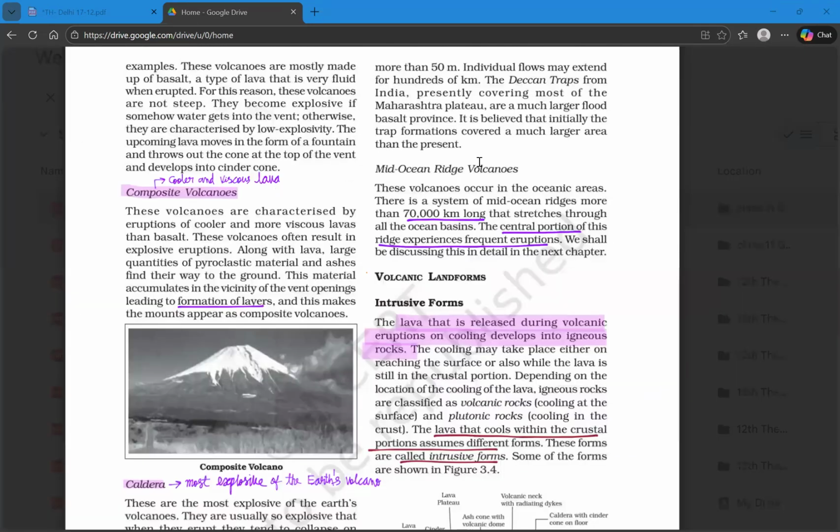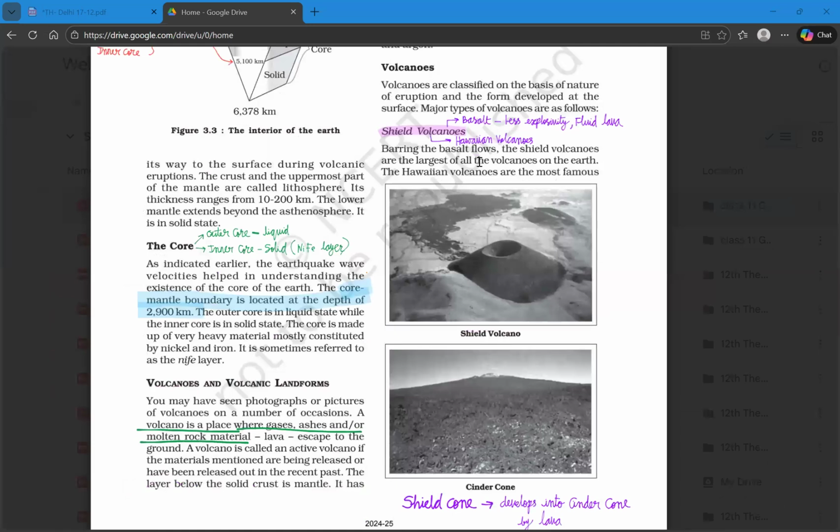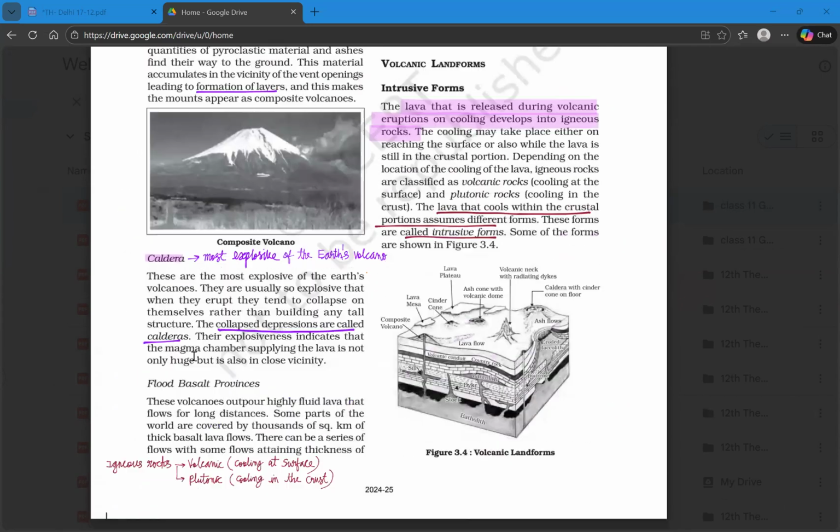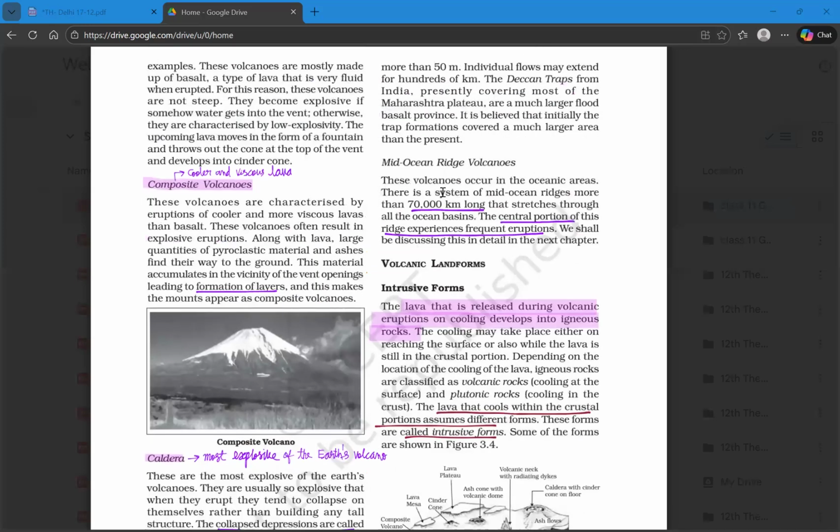So these are the types of volcanoes. The first one is shield volcano, where the lava is less explosive, but fluid. Example is Hawaiian volcanoes, and then we have composite volcanoes, and then we have calderas, and the last ones are flood basalt provinces and mid-ocean ridge volcanoes.